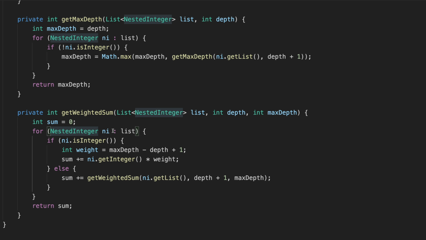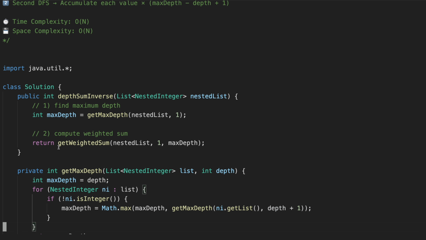At each step we are checking the list. If isInteger is true, at this point we can take the weight: the maximum depth minus the depth we are at the moment plus 1, and then multiply that by our integer and add that to our sum. If not, then we recursively call weighted sum, passing our list, and since we are going one level lower in our tree, we are incrementing the depth and passing the maximum depth, and whatever sum we get back here, we return it as a result.